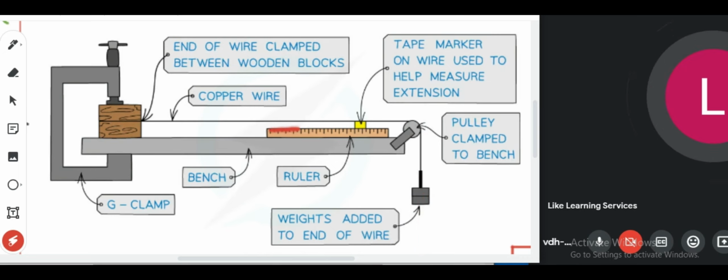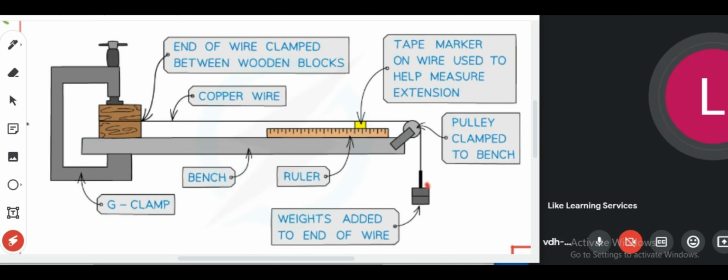Then we have a ruler attached to the bench with a tape marker on the wire used to measure the extension. There is a tape or a mark on the wire as the wire is being stretched and extended, because as it is being stretched, it becomes longer. It carries the tape marker with it, so we can measure the extension.